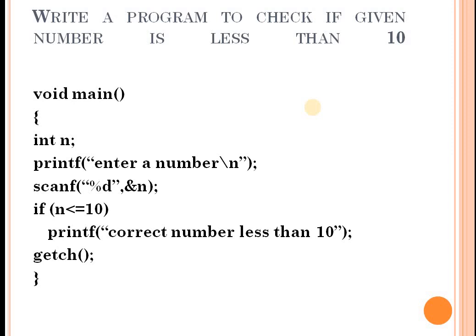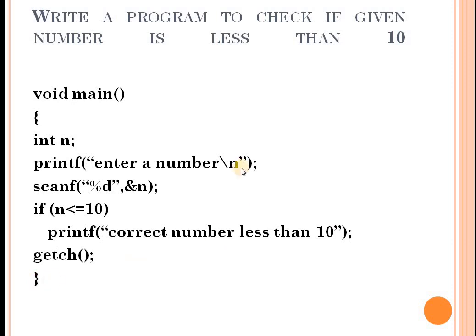We are going to check one number, so I have taken it as n and the data type of n is integer. Check if the given number, that is n, is less than or equal to 10. Suppose I input the value 5 over here. If 5 is less than or equal to 10, yes, then only this statement will get executed. That is, correct number less than 10 will get printed on the screen and the end of the program.